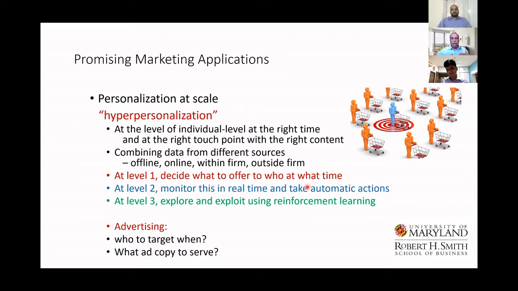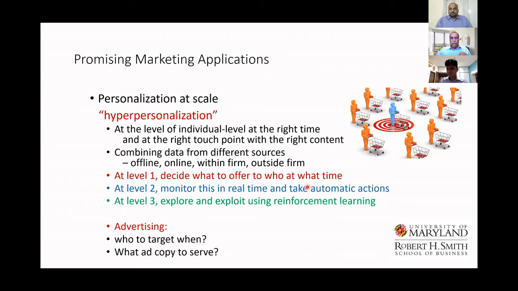And then I determine, in a dynamic fashion, what to provide as an intervention for this customer, right? So at level one, you decide what to offer to whom at what time, and then you monitor in real time and take automatic actions. So these are basically what is known as reinforcement learning algorithms. You give some interventions, see how customers behave, learn from those interventions, and then exploit those learnings in order to provide the right thing to the customers, right? And so in advertising especially, this is becoming very common.